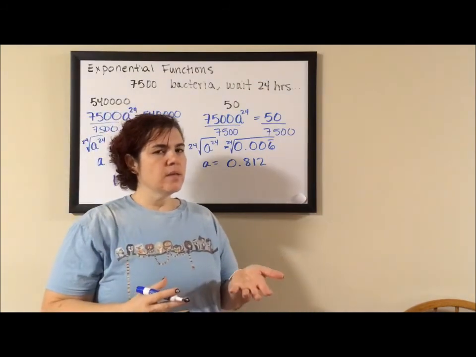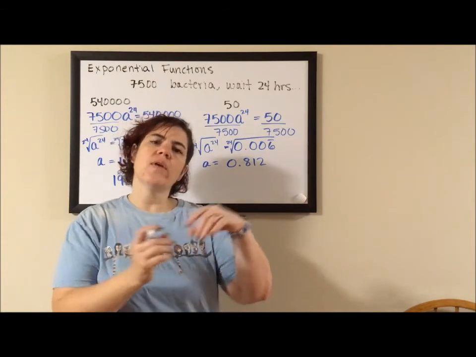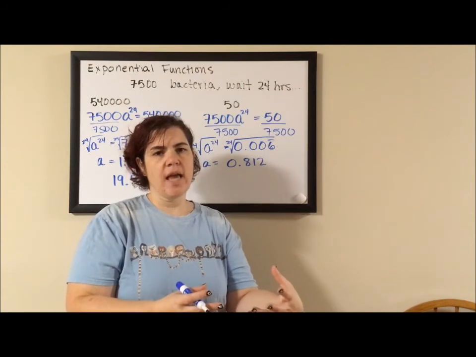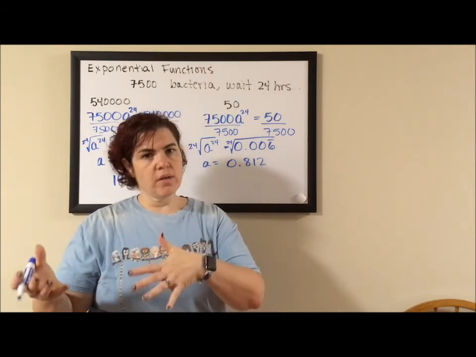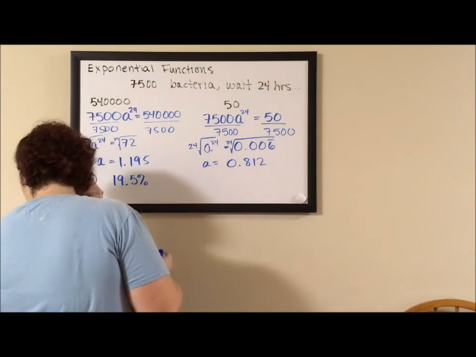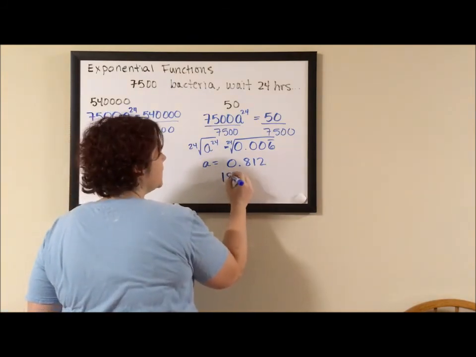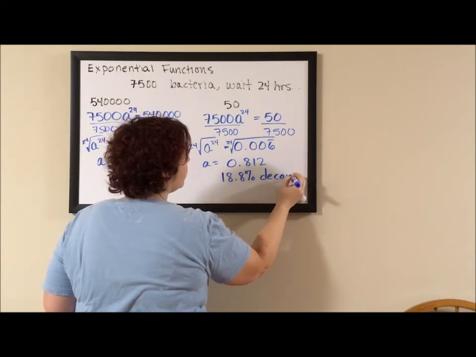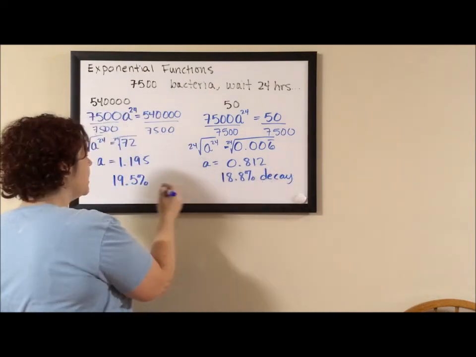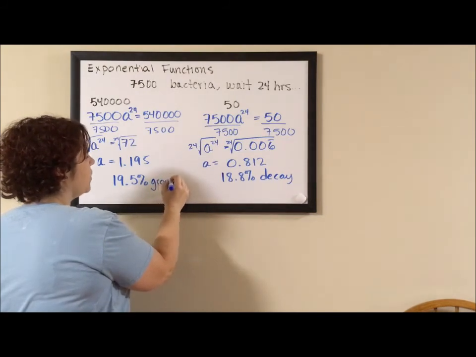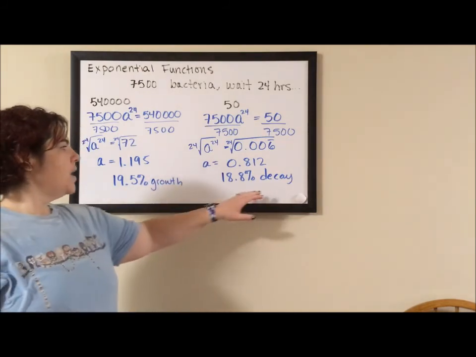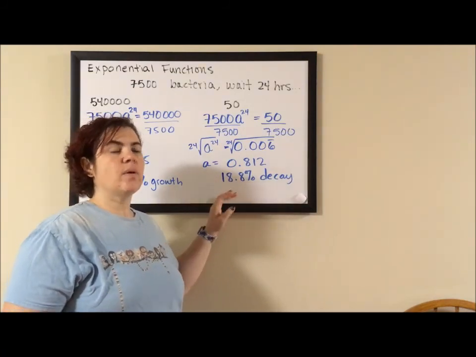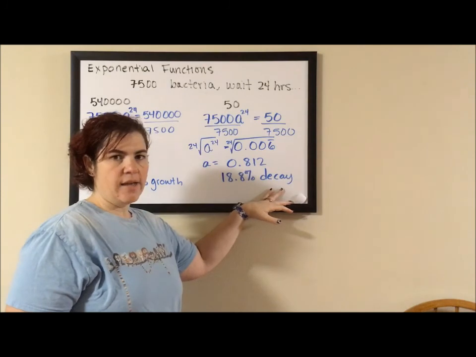That negative means decay, and you don't want both the negative and the word decay, so we're just going to use the words to describe the fact that this is decay versus a negative on the number. So when we subtract 1 and multiply by 100, we get 18.8% decay. I always make sure to write decay because otherwise you assume it's growth. You assume a positive means growth. I use decay because this isn't growth, it's actually going down, and I didn't put the negative, so I make sure to use the word decay.